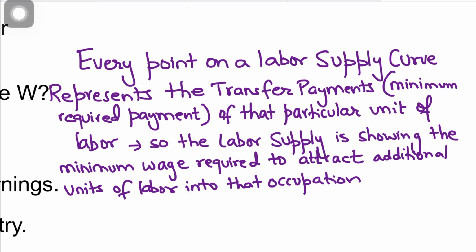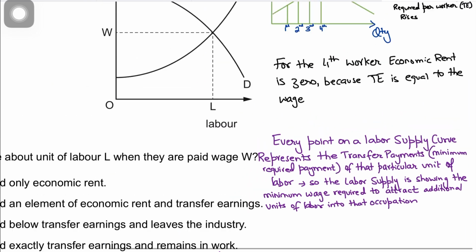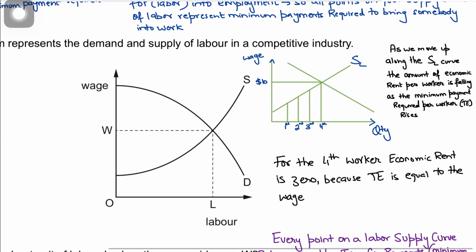It's basically the minimum transfer payment, the minimum required payment for that particular unit of labor. So the labor supply curve is essentially showing the entire labor supply curve. This labor supply curve is actually showing you the minimum wage that is required to attract additional units of labor into that particular occupation. And you have to understand, guys, that as you go up the supply curve, the transfer earning is rising. That is the minimum amount that is required to bring every additional unit of labor.